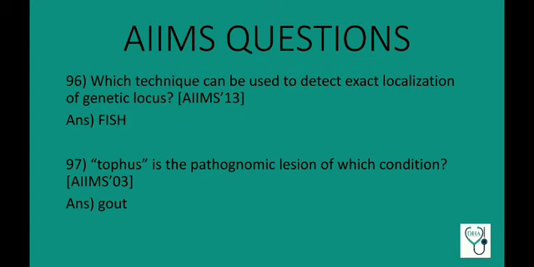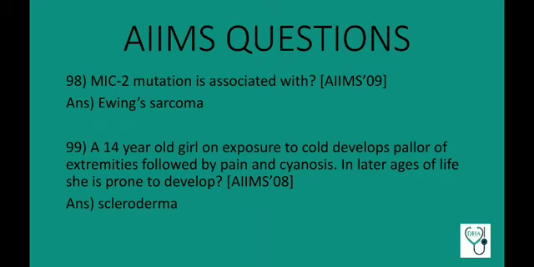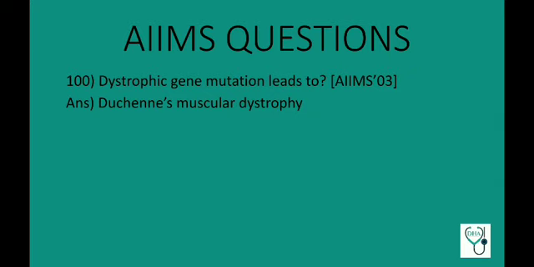Tophus is the pathognomonic lesion of which condition? Gout. MIC2 mutation is associated with Ewing sarcoma. A 14-year-old girl on exposure to cold develops pallor of extremities followed by pain and cyanosis. In later ages of life, she is prone to develop scleroderma. Now coming to a last question. Dystrophin gene mutation leads to Duchenne muscular dystrophy.